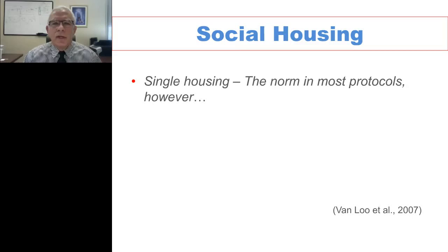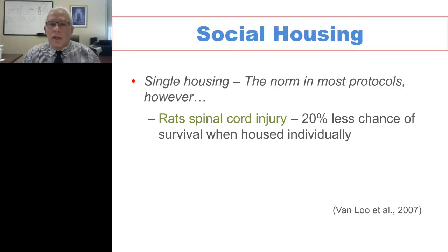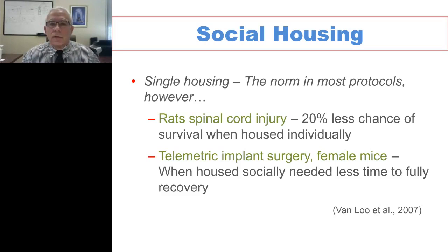Social housing. Single housing post-op appears to be the norm in most protocols. However, a study by Van Loo et al. showed that rats that had spinal cord injury had a 20% less chance of survival when housed individually. And the mice that had telemetric implant surgery recovered a lot quicker when they were housed socially.